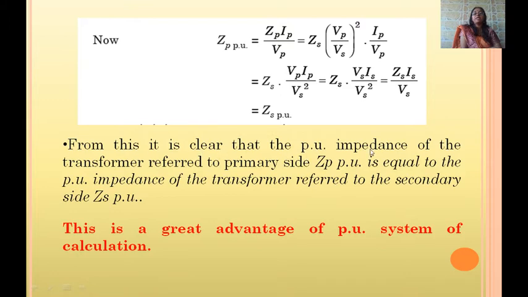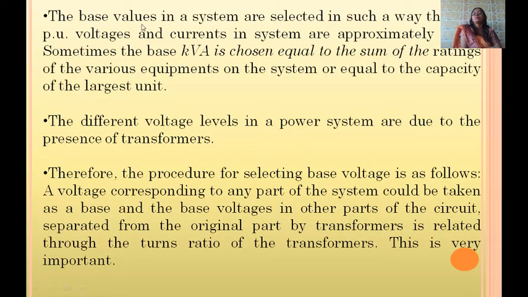From this it is clear that the per unit impedance of the transformer referred to the primary side, Zp per unit, is equal to the per unit impedance of the transformer referred to the secondary side. This is a great advantage of the per unit system of calculation. The base values in the system are selected in such a way that the per unit voltage and current in the system are approximately unity. Sometimes the base kVA is chosen equal to the sum of the ratings of the various equipment of the system, or equal to the capacity of the largest unit.